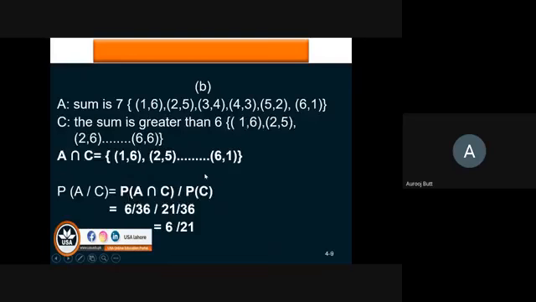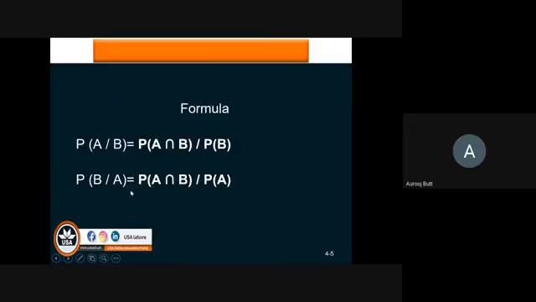So simply, firstly, you just define the events. The event before given is, the sum is 7. That means this is event A, and you just need to enlist the sample points whose sum is 7. Then comes event C. Event C is what? The sum is greater than 6. Just simply enlist those sample points whose sum is greater than 6. So these are the sample points whose sum is greater than 6. According to the question, you'll just amend the formula that was already taught to you. That was this one.